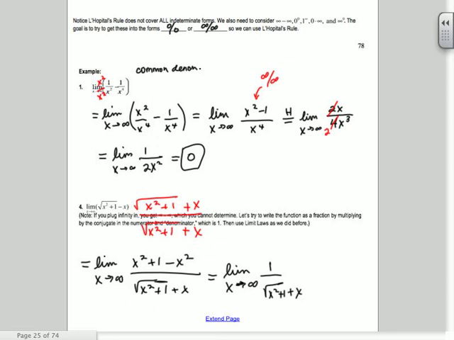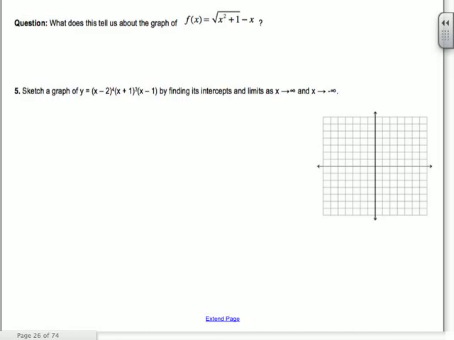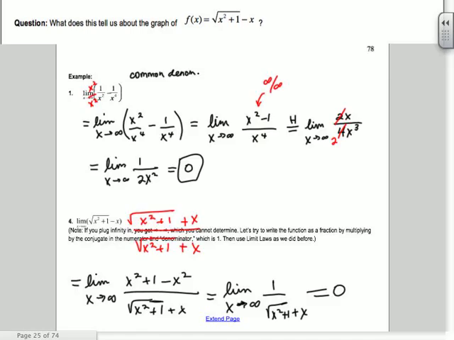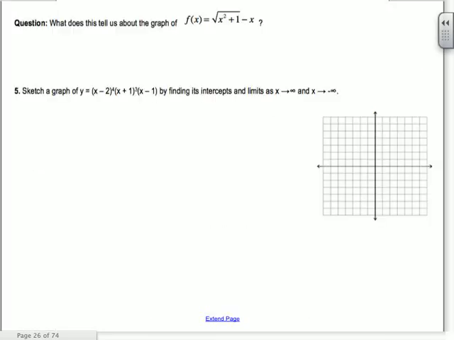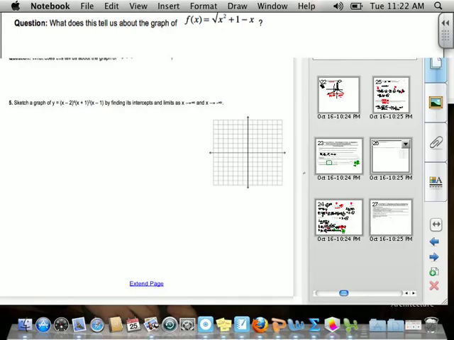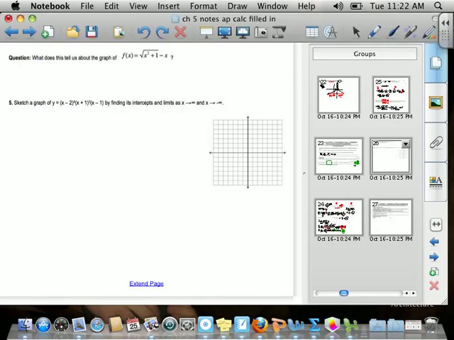So can you guys tell what this is going to? Yep, it goes to 0 as well. Oops, I don't know why I wrote that there. Equals 0. All right. So what does this mean about the graph? There's a horizontal asymptote at 0. So let's see what that graph looks like. Let's go to Grapher.